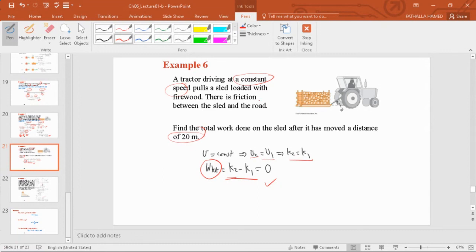And they tell you right away that you have a friction here. So yes, the tractor is pulling and applying a force, but there is a friction opposing, and that can give you a net force equal to 0, and that can result in a net or total work equal to 0. But here, we're just looking at the application of the work-energy theorem.